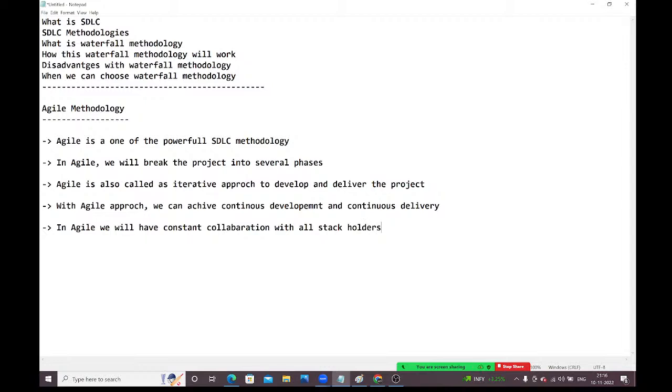Stakeholders are nothing but whom? Stakeholders means clients, whoever gave the project to the company. Those clients we will call stakeholders. In Agile, we will have constant collaboration with all the stakeholders. Every sprint, once your sprint is completed, we need to go to the client and get the feedback from the client. If the client is satisfied, then only we will start the next sprint. Here we have constant collaboration with the stakeholders, guys.